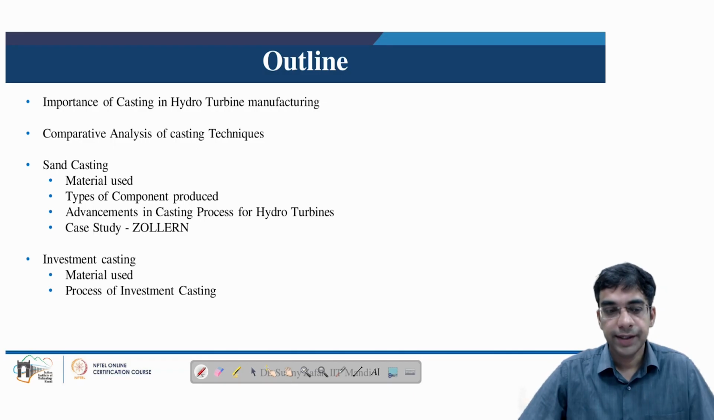So the outline of this lesson will be as follows. First, we will go through the importance of casting in hydro turbine manufacturing. We will look at a comparative analysis of casting techniques used for manufacturing of hydro turbines. We will look at details of sand casting: what are the materials used, what are the components of the hydro turbine produced using sand casting, and what are the advancements in the sand casting process for hydro turbines.